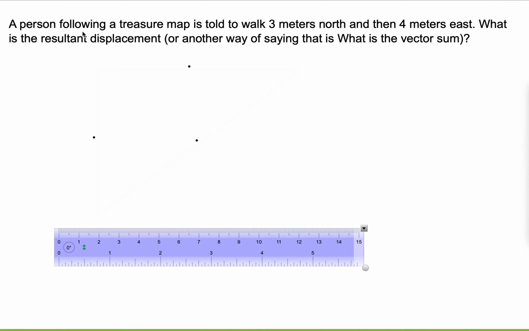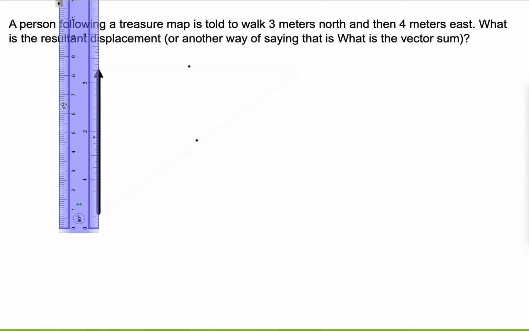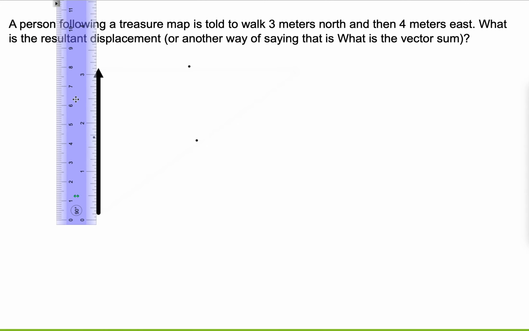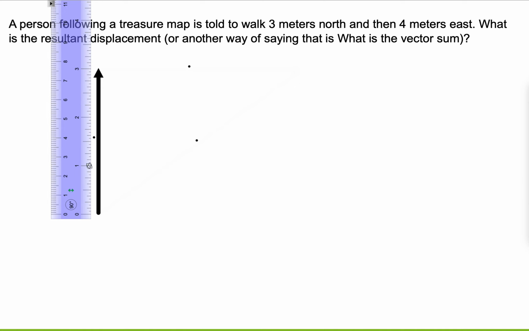So I have a person walking a treasure map, and they're told to walk 3 meters north. Okay. So I take my ruler, I'm going to move it up. I'm going to use this scale right here. I'm going to pretend that each one of these is 1 meter. So there's 1 meter, 2 meters, 3 meters. So there's my first vector. So I'm going to walk 3 meters north. Then I'm told, now you have to walk 4 meters east.